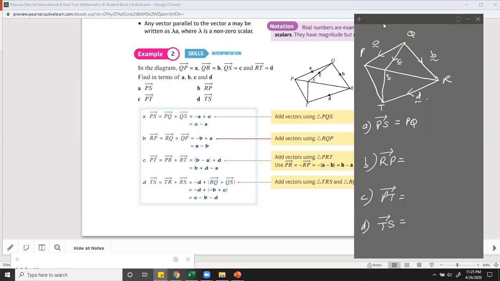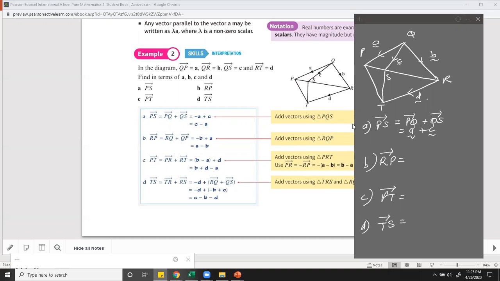You're going from P to Q, and then Q to S. My P to Q is A, and Q to S is C. So that's it. Because the question's asking us to write them in terms of A, B, C, and D, we've got to use the A, B, C, and D letters. So RP then. So let's see.